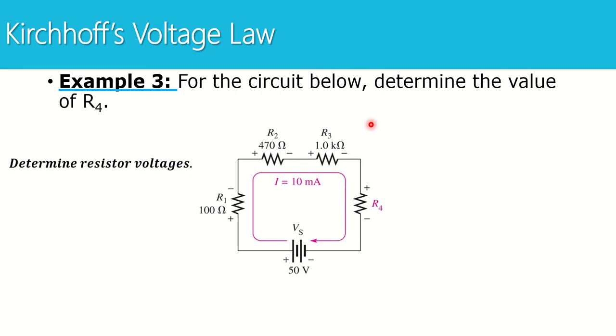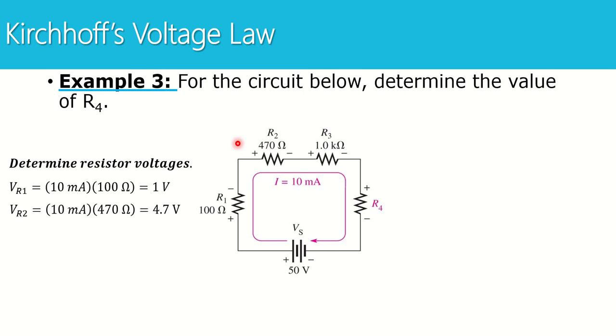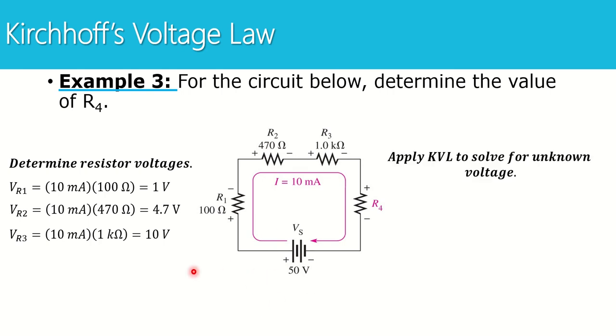First, let's find the voltage for the resistors we do know. I do know R1, R2, and R3, and I know the current for R1, R2, and R3. Let's find those voltages using Ohm's law. So there's VR1. There's VR2. There's VR3. So I know 3 voltages, and I know the source. So now I can apply KVL to figure out this voltage.